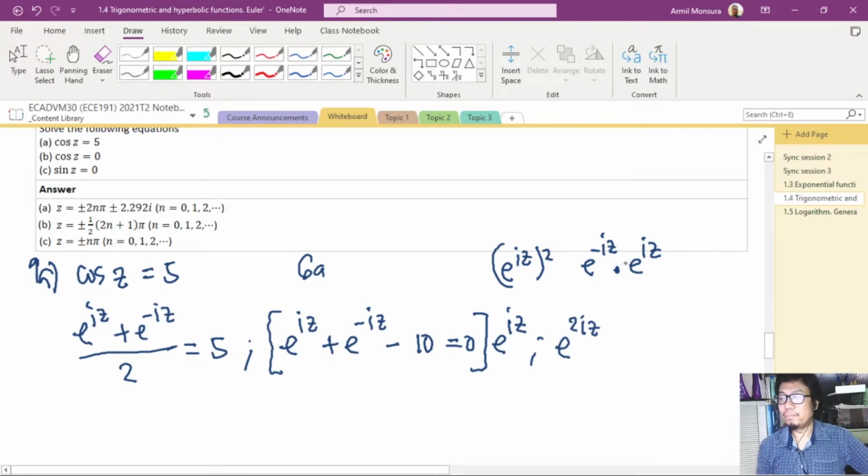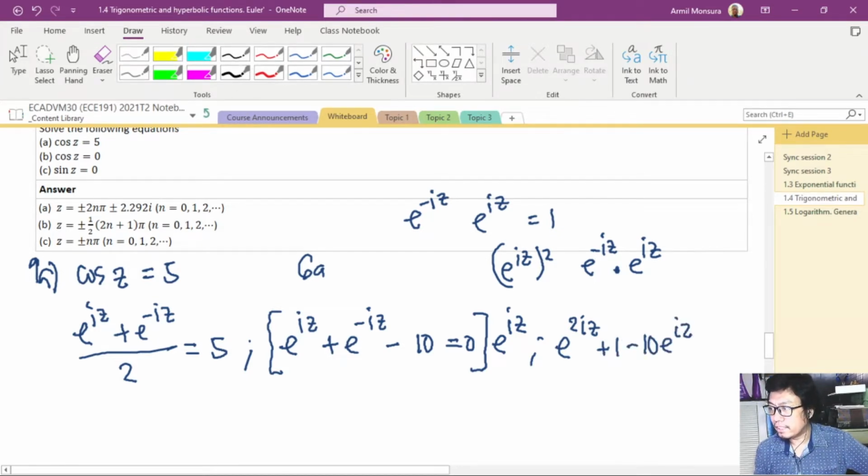When you multiply a complex number by its conjugate, the result is their magnitude squared, and the magnitude of e raised to negative iz and also of e raised to iz is basically 1. So therefore the product of this is 1. So this becomes plus 1, and then minus 10 e raised to iz equals 0.